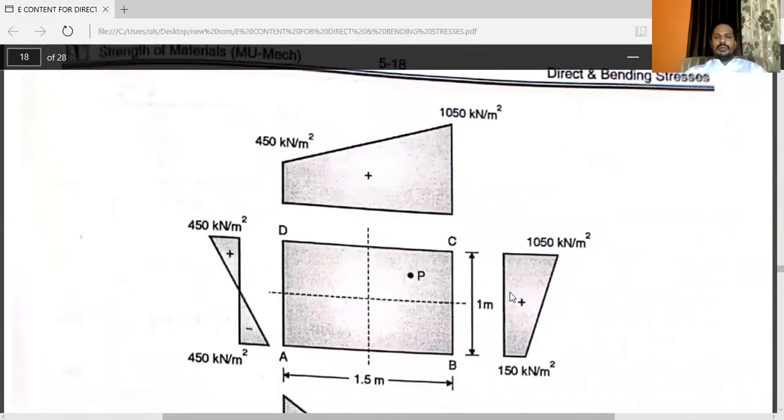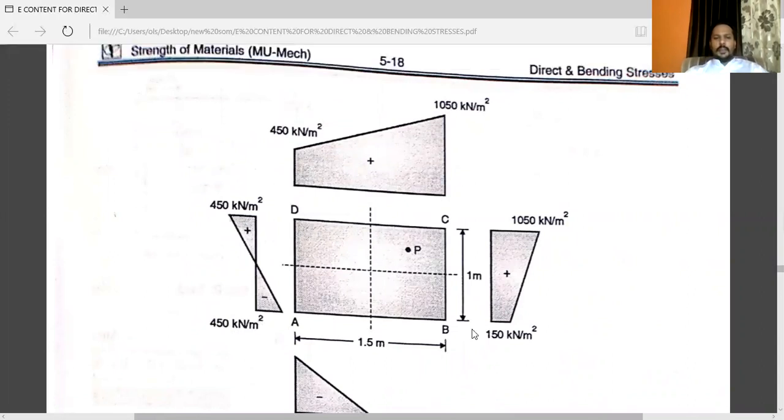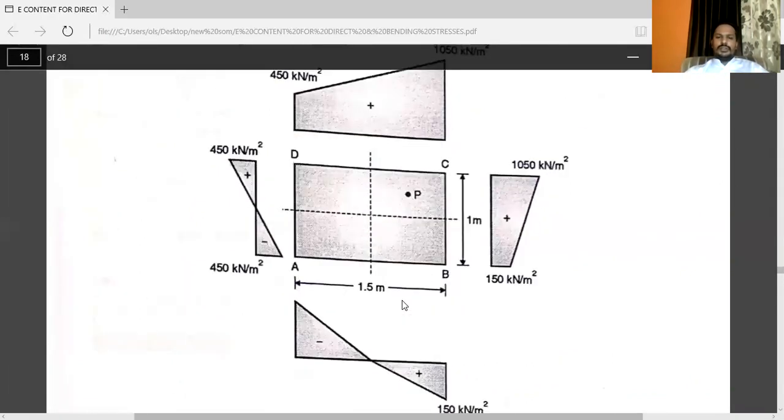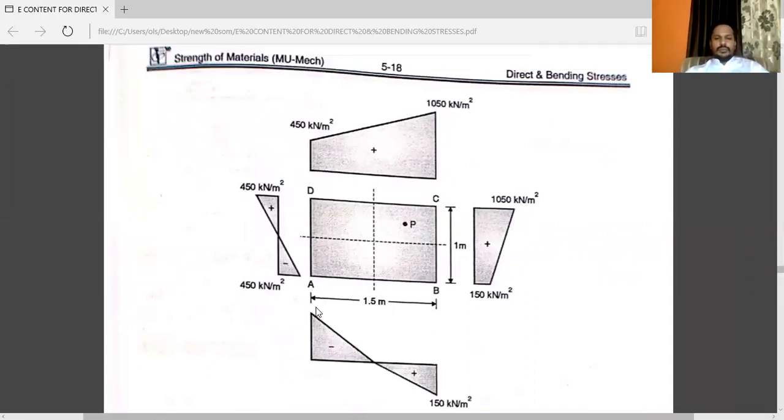After getting all the values, you can draw the diagram A, B, C, D. We have all the values for A, B, C, and D. Just by taking the values, you can draw this stress distribution diagram. You can see here, this is the stress distribution diagram. At A, we have the value minus 450. At B, plus 150. So the distribution diagram will be like that.